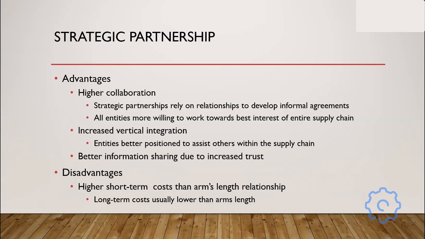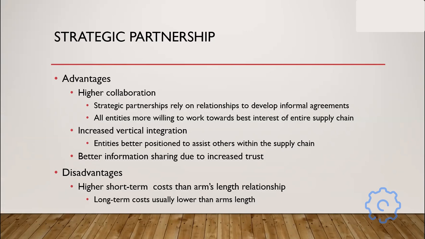Now, this also creates increased vertical integration. Like I mentioned earlier, it develops this virtual integration scenario where everyone begins to know about each other and they begin to help each other throughout the supply chain. This results in entities being better positioned to assist others within the supply chain. And of course, you get better information sharing due to increased trust.